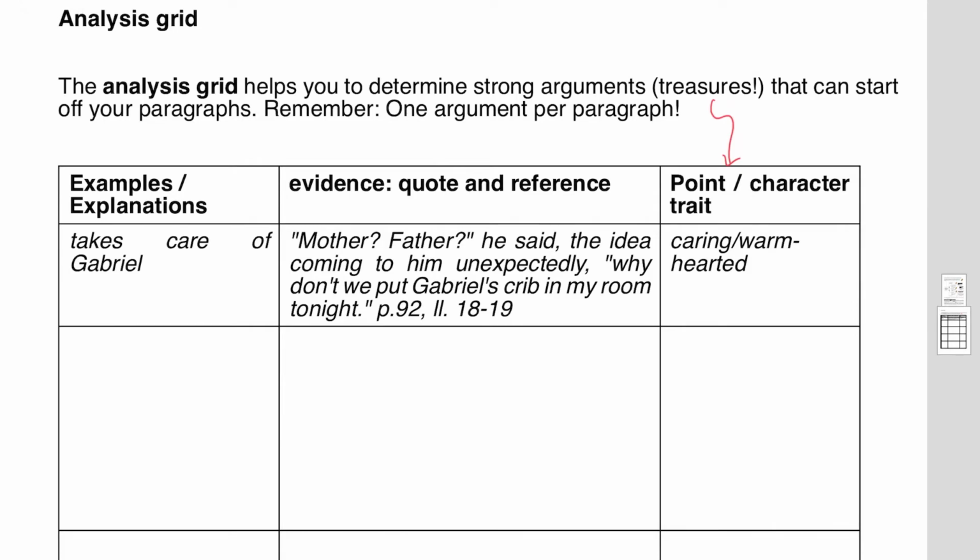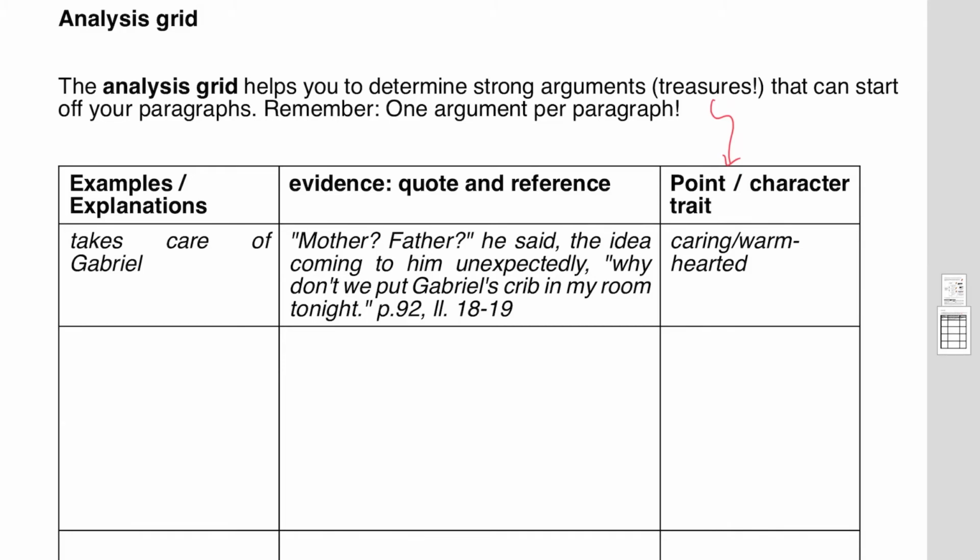So what you do, you go through the text. For example, Jonas takes care of Gabriel. This is what Jonas does. Maybe that comes to your mind. This is something that Jonas does that tells me something about him.